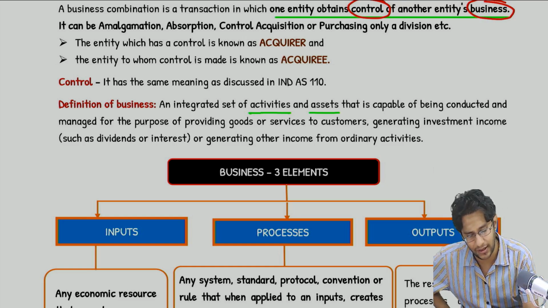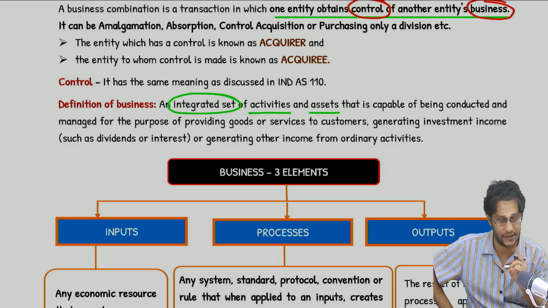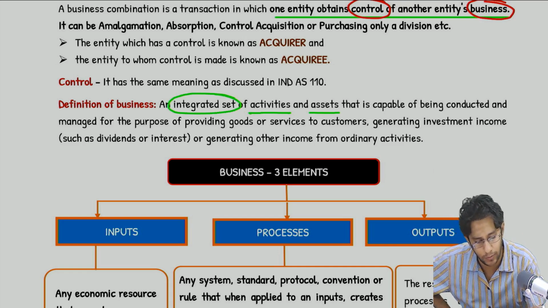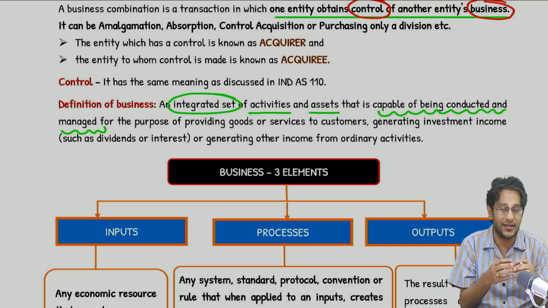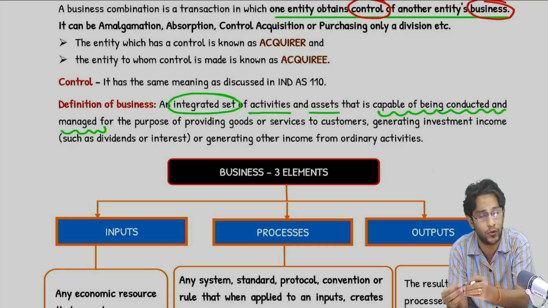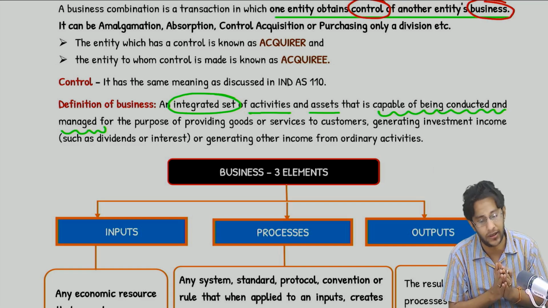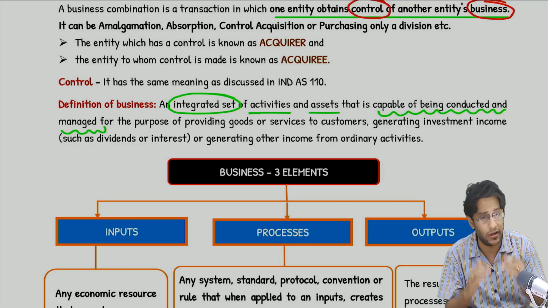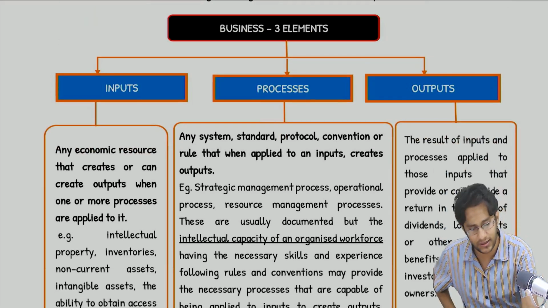So, he's saying that there should be an integrated set of activities and assets. First thing. And these should be capable of being conducted and managed. That means these assets plus activities plus management should be giving rise to goods and services, investment income, or any other operating income. If you revisit or reframe this, there are three elements in this definition, sir.